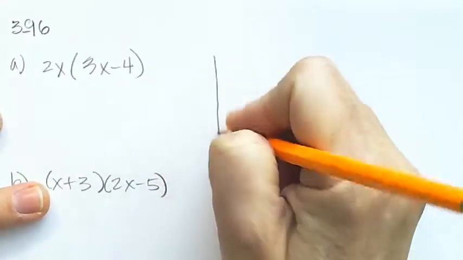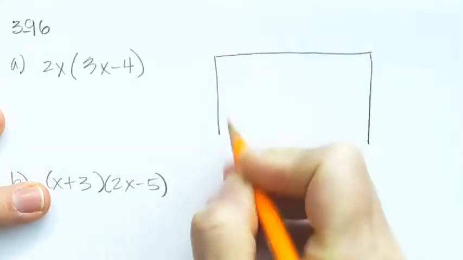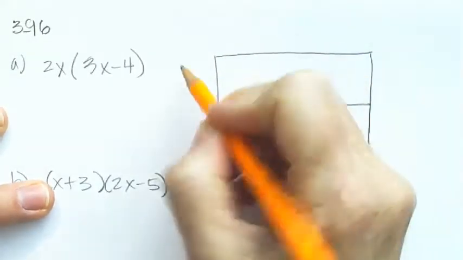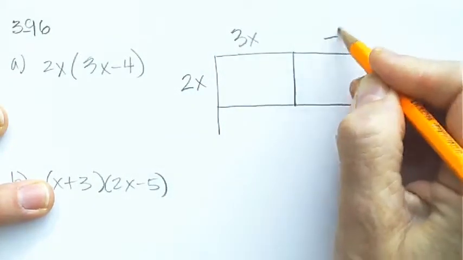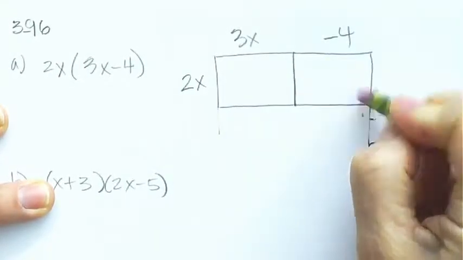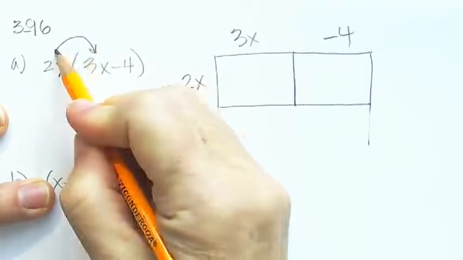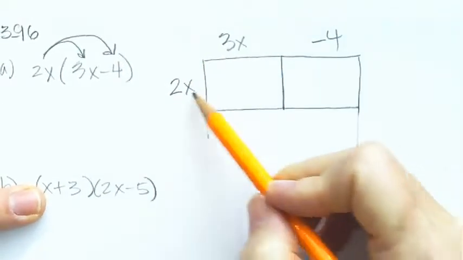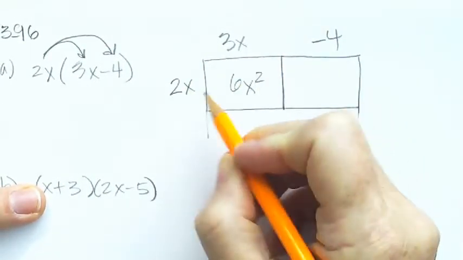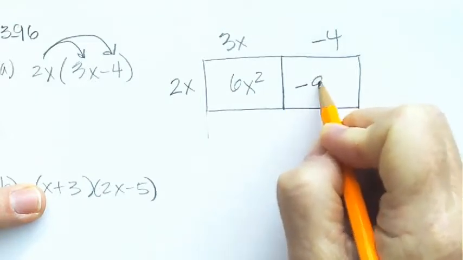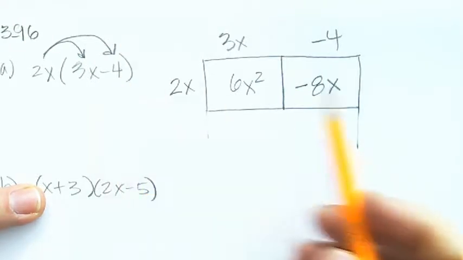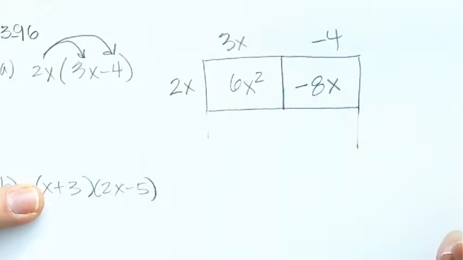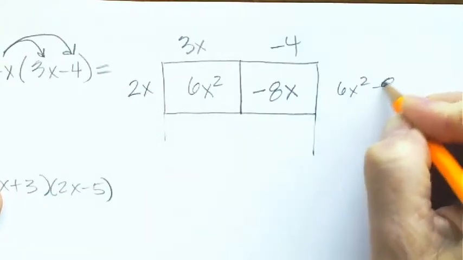So let's use an area model. Although this one's easy enough, you could probably just distribute it. So 2x times 3x minus 4. If you want to distribute it, that's fine. So 2x times 3x is 6x squared. 2x times negative 4 is negative 8x. You would get the same thing if you just did it without the area model. And then these are not like terms. That's it. That's your answer. So this equals 6x squared minus 8x.